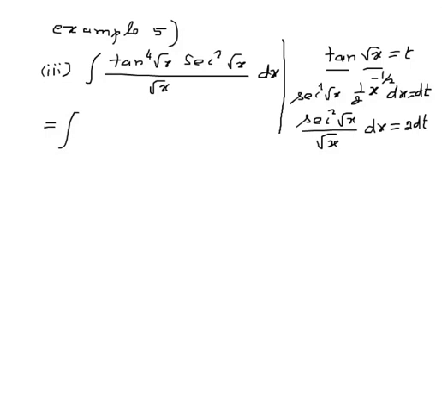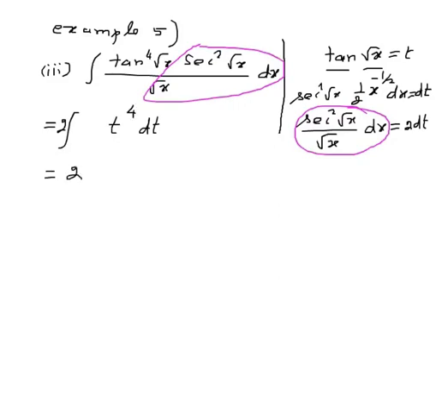Let us substitute. We have these three here, which becomes 2 dt. And tan root x is t, so t power 4. So simple the function has become. The integration is t power 5 by 5 plus c, and substitute for t. t is tan root x, so the answer is tan root x power 5 by 5 plus c.